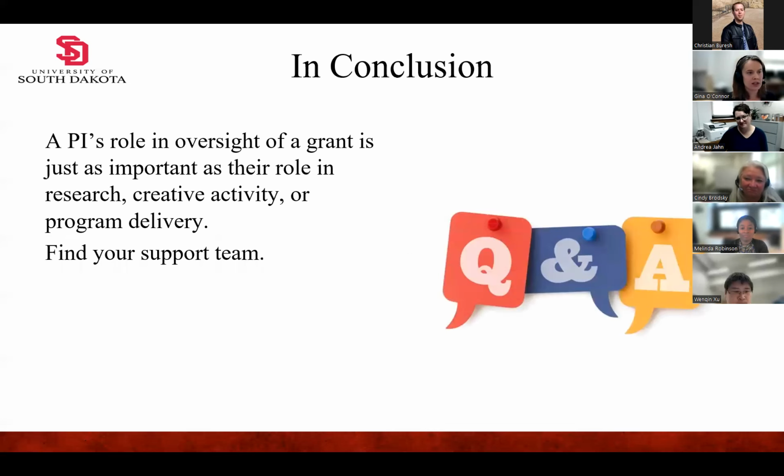In conclusion, as Andrea emphasized a few times, the PI's role is really important, and their oversight of the grant is just as vital as their role in the research, creative activity, or program activity. We understand that the administrative duties of a grant can be intimidating, but we're happy to provide that support here at ORSP. And don't forget about the support that you receive at your departmental level.